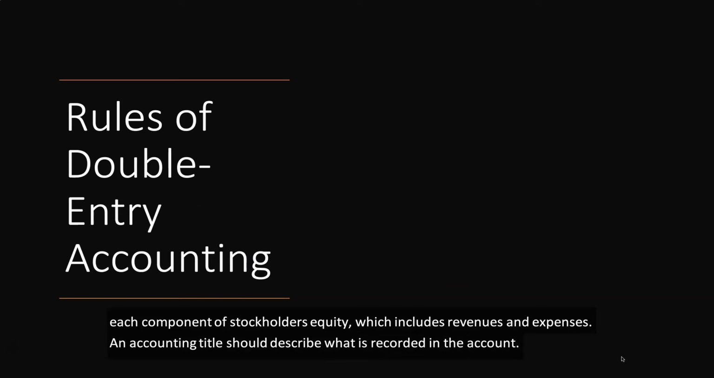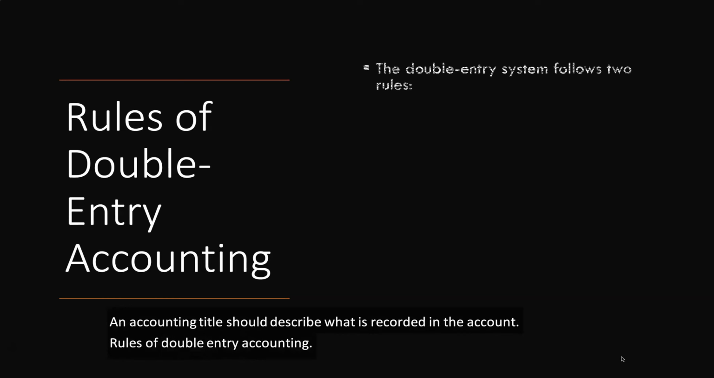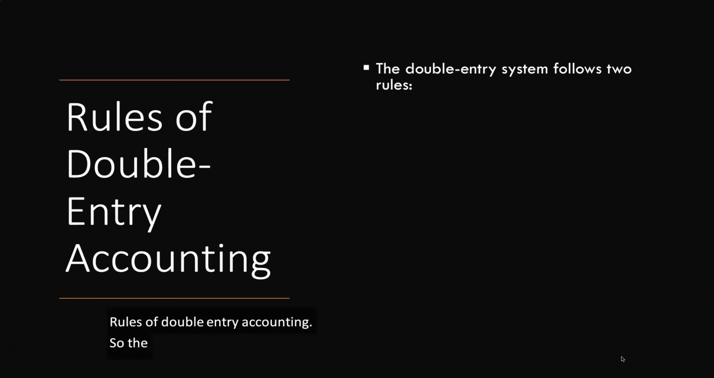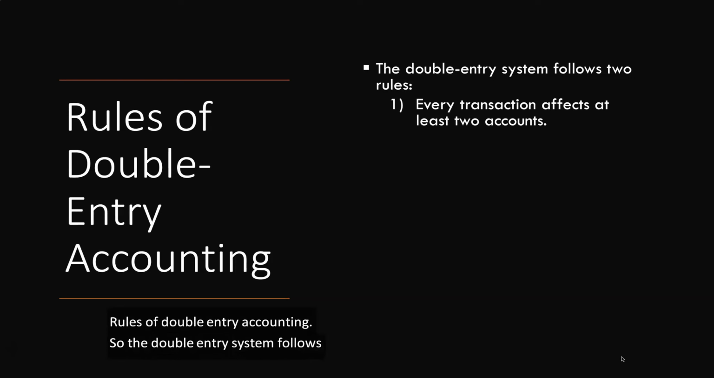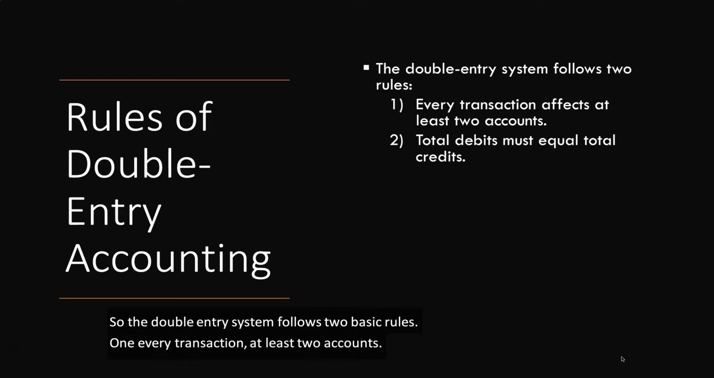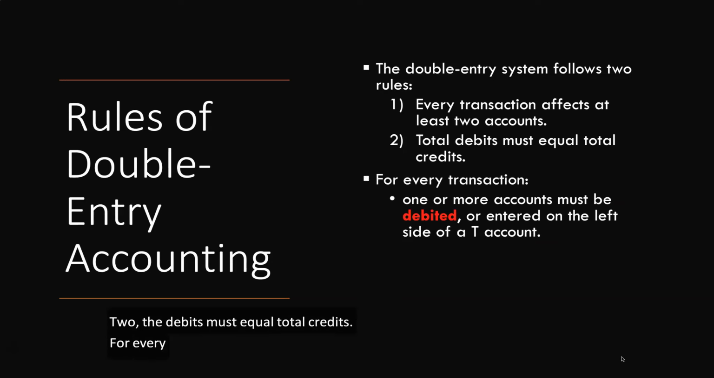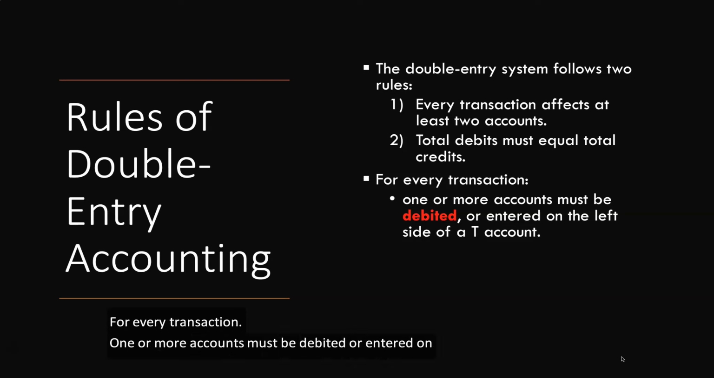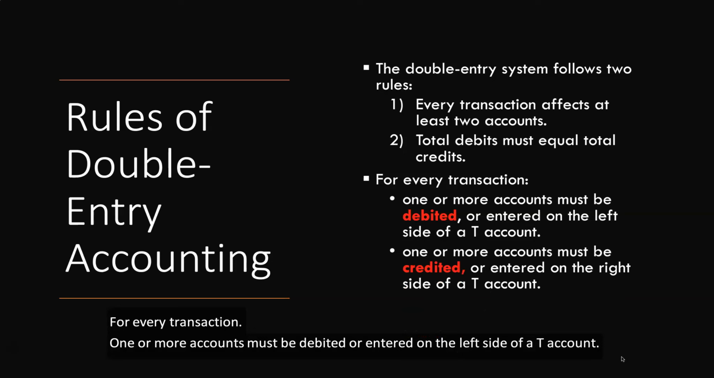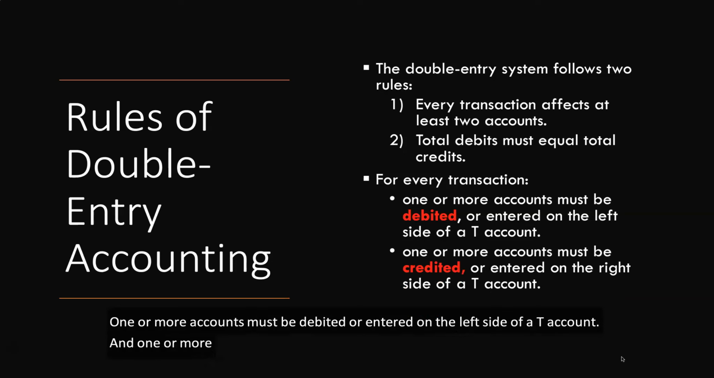Rules of double entry accounting. So the double entry system follows two basic rules. 1, every transaction affects at least two accounts. 2, the total debits must equal total credits. For every transaction, one or more accounts must be debited, or entered on the left side of a T account, and one or more accounts must be credited, or entered on the right side of a T account.